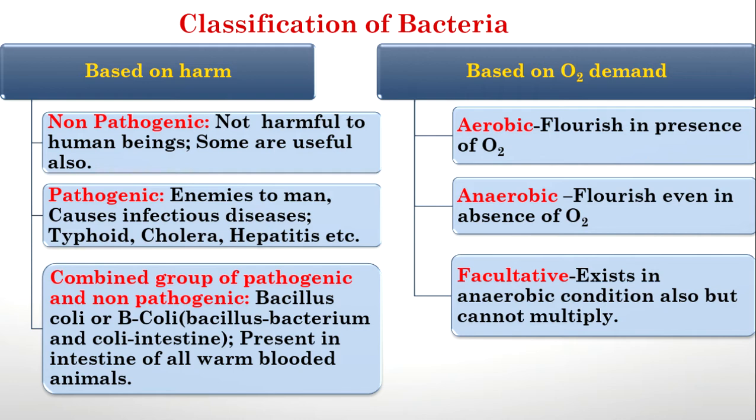Now based on oxygen demand there are three types: aerobic, anaerobic and facultative. Aerobic means it flourishes in the presence of oxygen. It will multiply in number. Anaerobic means it can flourish even in the absence of oxygen. Even without oxygen it can multiply in number. And facultative means it exists in anaerobic condition also but cannot multiply. It can multiply only in aerobic condition, but it can exist in both anaerobic and aerobic conditions. That kind of bacteria are known as facultative. So there are two types, based on harm and based on demand of oxygen.